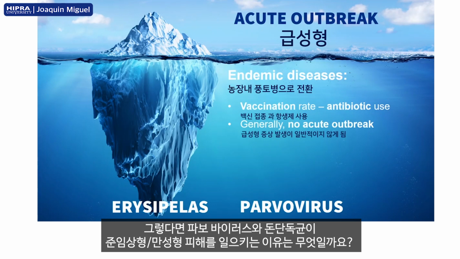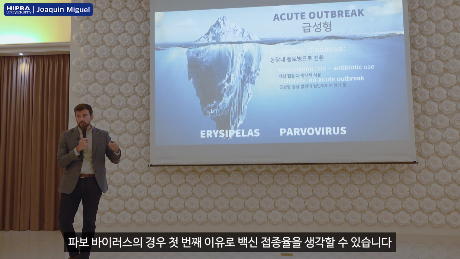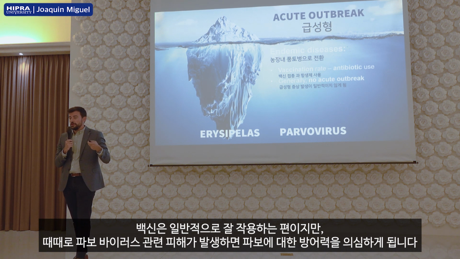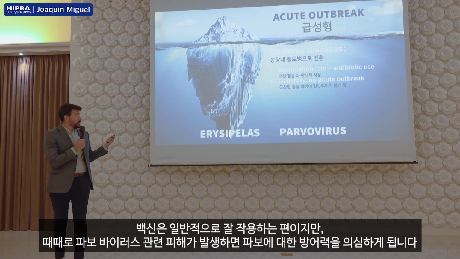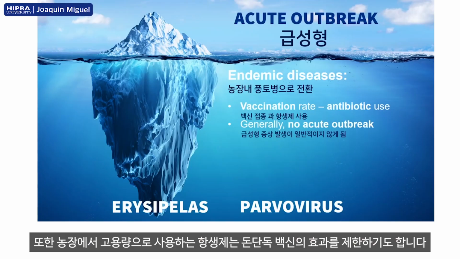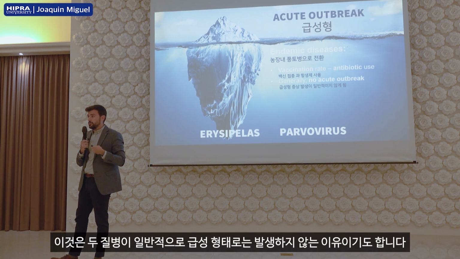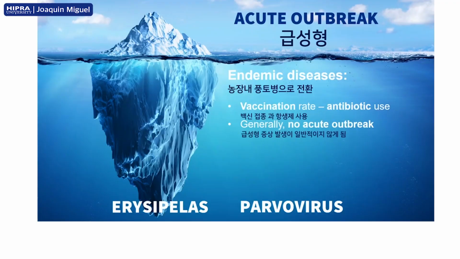And why are erysipelas and parvovirus going to cause these chronic or subclinical problems? First reason is the vaccination rate, especially for parvovirus. The vaccine works well, but sometimes we are going to find gaps in the immune protection that are going to cause these problems related with parvovirus. And then there is the high antibiotic use in our farms in our day-to-day, that is going to mitigate the effects of erysipelas. So that's why we are not going to find acute outbreaks.